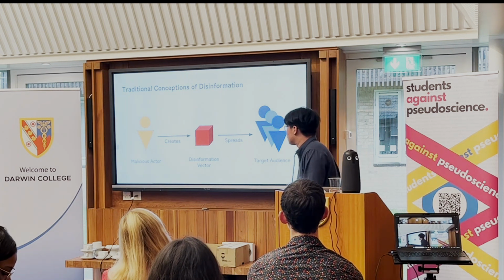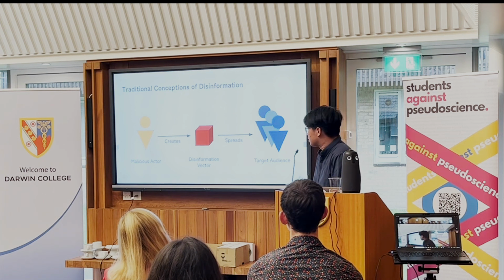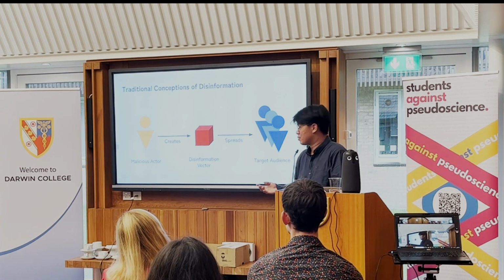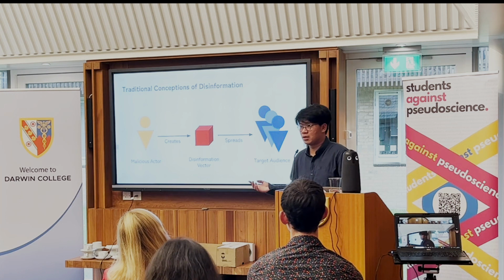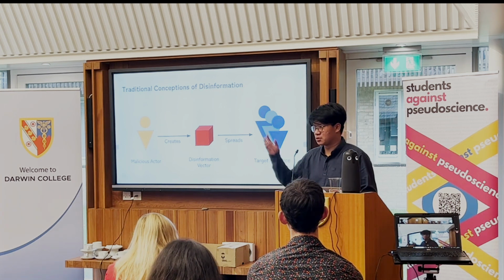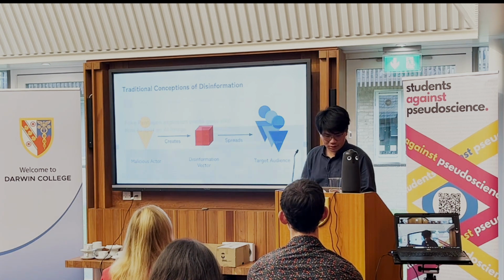But we can begin with a very traditional conception of disinformation. So the idea is very simple, right? We have a bad person, they make some fake news, and they spread it on the internet. This is sort of source, vector, target.